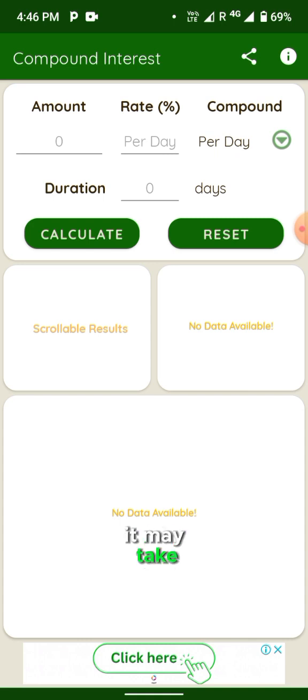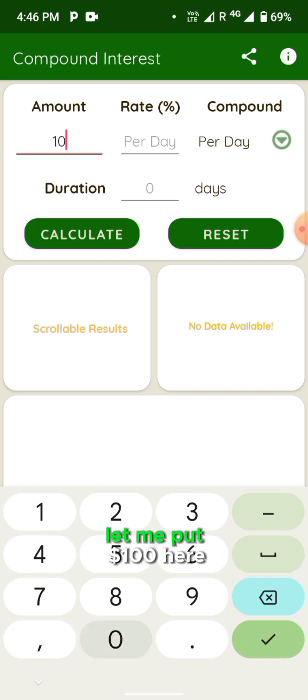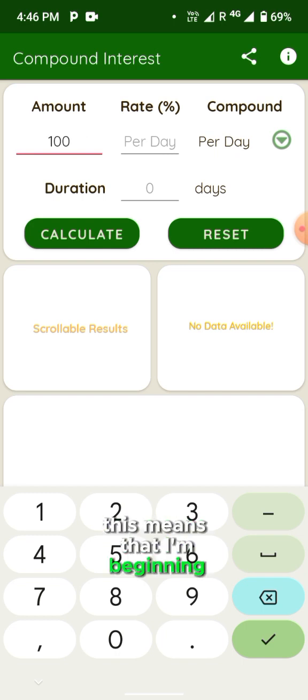For example, if I'm going to begin with $100, let me put $100 here. This means that I'm beginning my trade with $100. This is the capital that I'm going to use in this trade, okay? When I put $100, in the next field they will ask you to put the rate. You may put per day or per month, but for me, let me put per day. What is the rate per day?